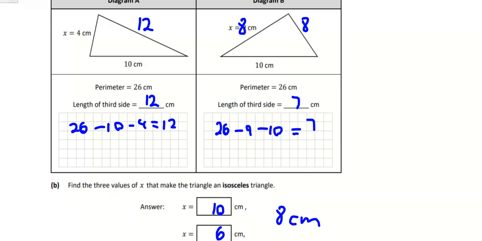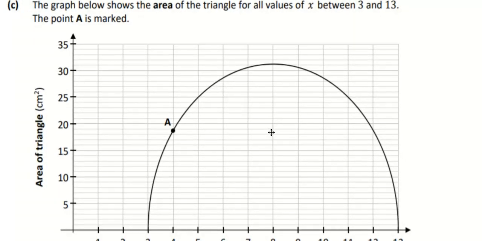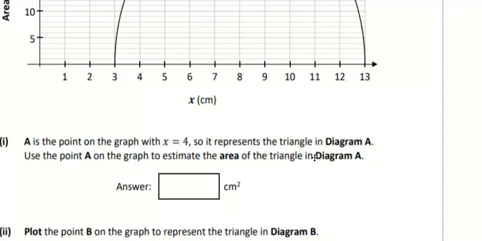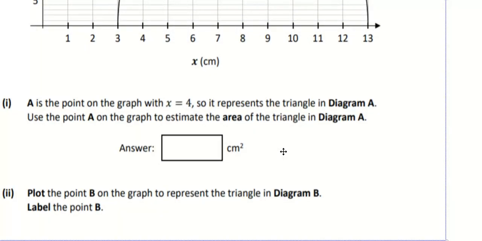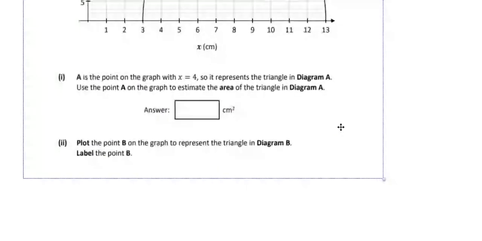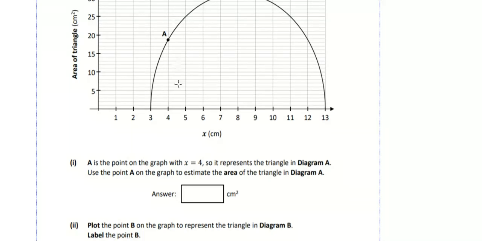Okay, let's keep moving on with part C. The graph below shows the area of a triangle for all values of x between 3 and 13. The point A is marked. A is the point on the graph with x equals 4, and represents the triangle in diagram A. Use the point A on the graph to estimate the area of the triangle in diagram A. Okay, so let's estimate the area of this triangle.